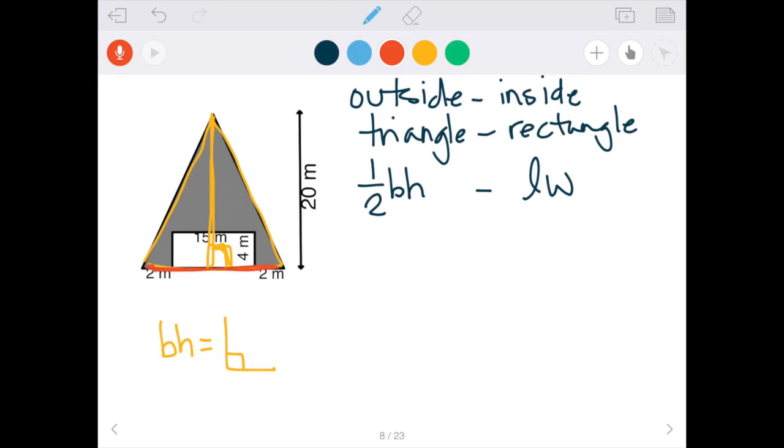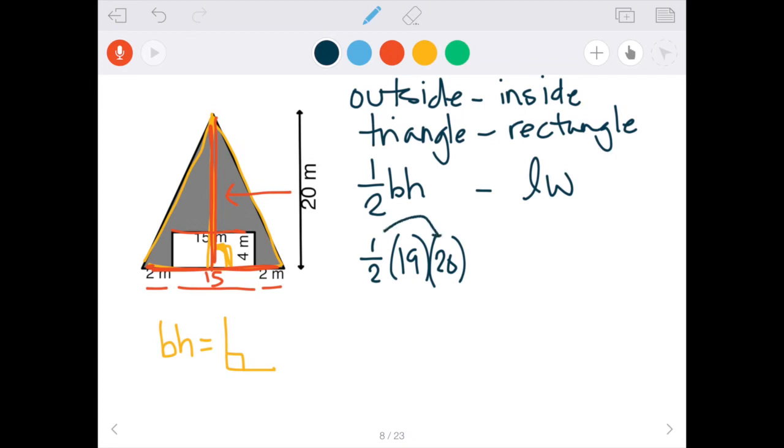So our base is going to be across the bottom, and our height is actually right here, which we are finding out is 20 meters. The base, we have 2, 2, and see right here, 15. So our base is 19, all right? So we're going to have 1/2, base of 19, height of 20. I'm going to do it this way. Half of 20 is 10.